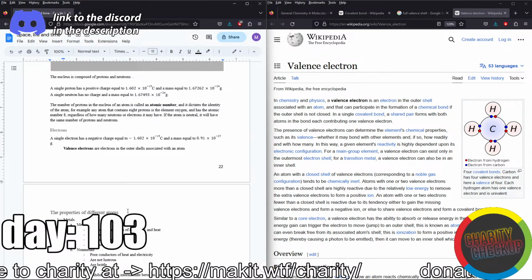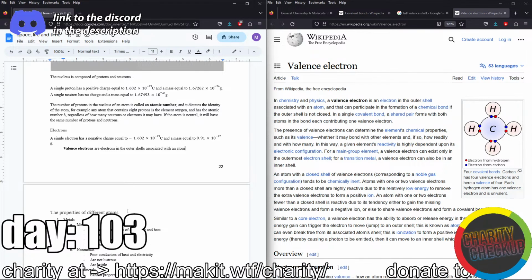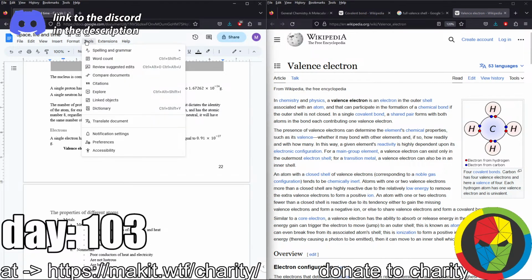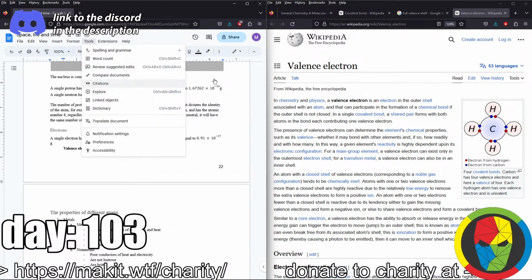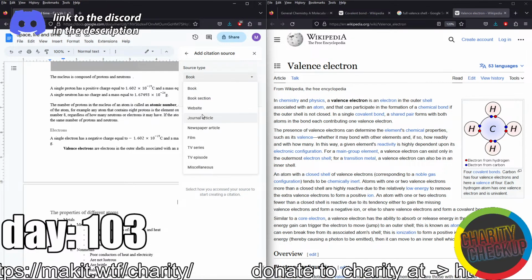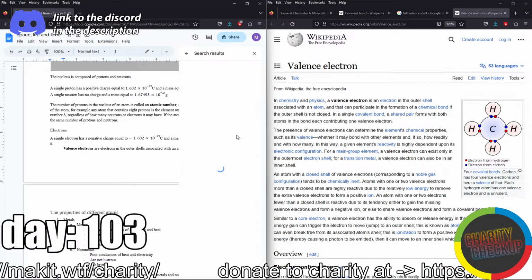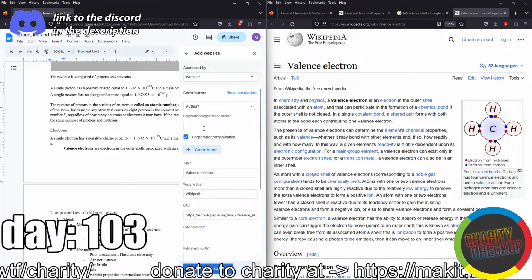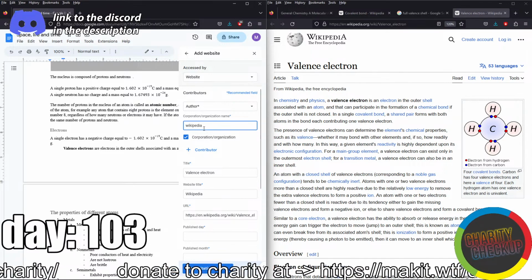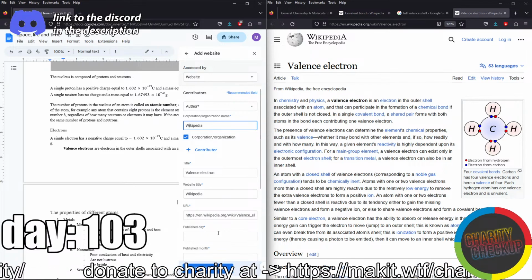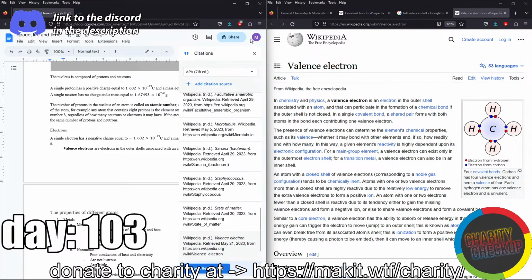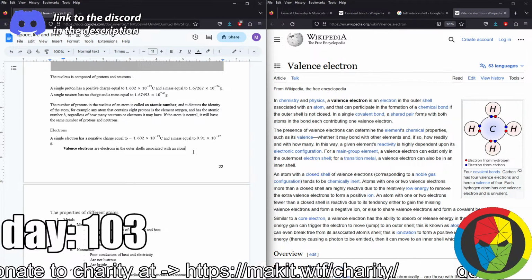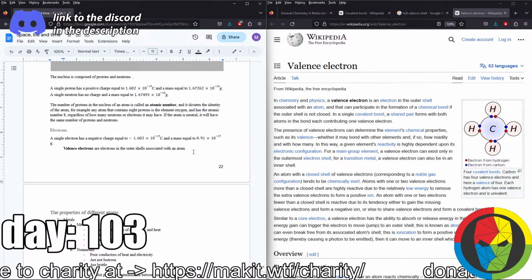Yeah, okay. In a single covalent bond, we should probably add this to the sources, right? Because I will actually use this more, not just for a different way to find things. Now, citations. Add citations to website. Continue. Wikipedia. There we go.